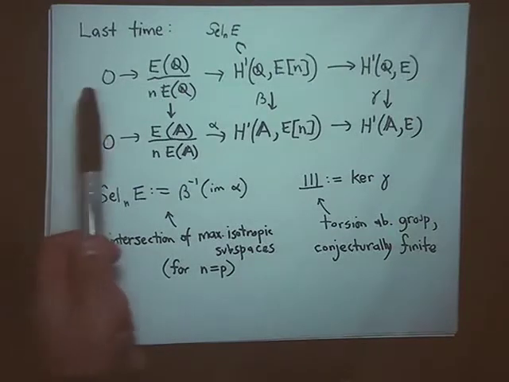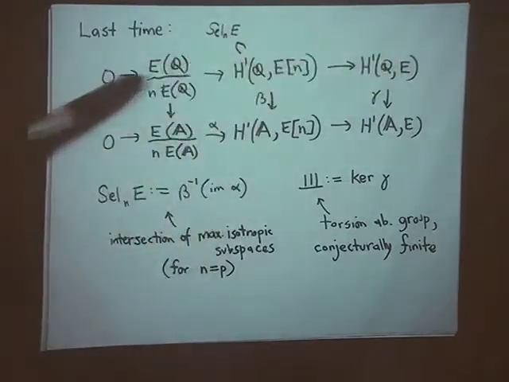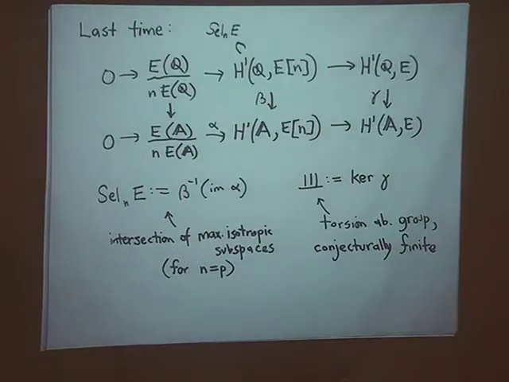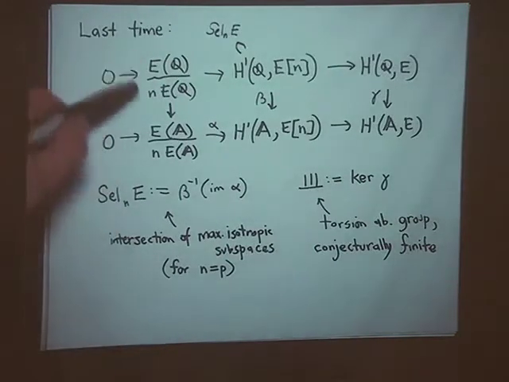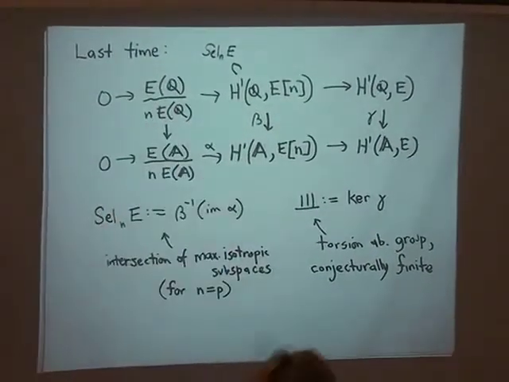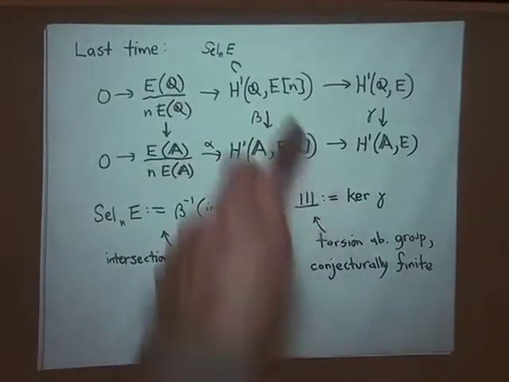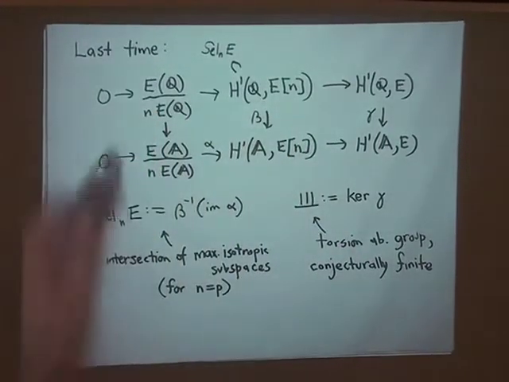So the idea was this: you had this first sequence that came from the long exact sequence of cohomology associated to the multiplication by n map on E. And that embeds this E(Q) mod nE(Q) into some cohomology group, but the cohomology group was too big, it was infinite, whereas we were hoping for a finite answer for this group.